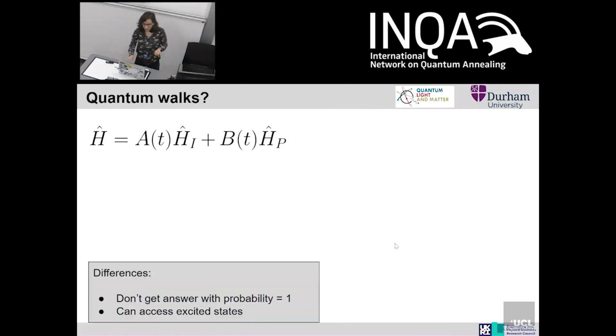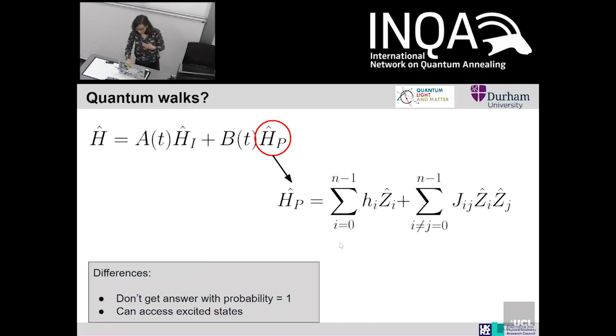We also wanted to check, up until now we've just been looking at the instantaneous ground state, so just finding the ground state classically, and this could be seen as the same as doing a perfect adiabatic evolution to find the ground state. But what we wanted to see is whether this works with other types of continuous time techniques. So we chose quantum walks, and the key thing about these is that you don't necessarily get the answer with probability 1, and that it accesses excited states along the way to finding the ground state. And so it looks something like this.